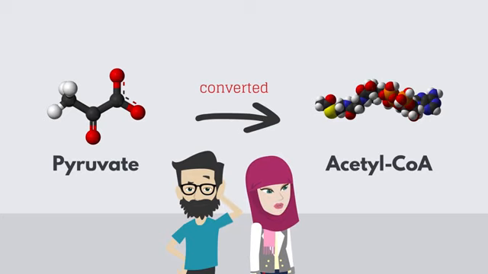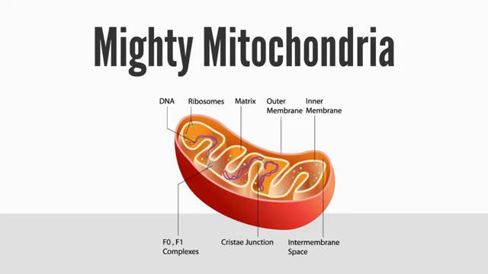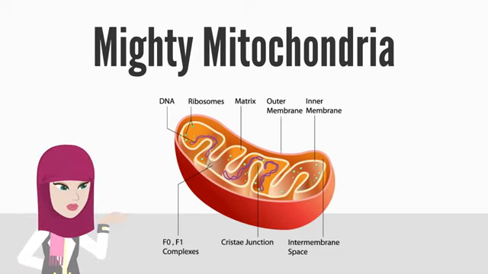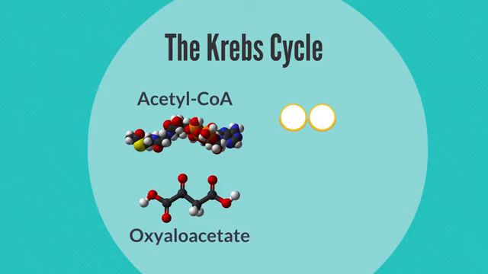Remember that name. This conversion takes place in the mitochondria of the cell, the same place where the Krebs cycle occurs. You know, our mighty mitochondria, they're not only the little powerhouses of our cells, but they're also responsible for our overall health. So acetyl-CoA, a 2-carbon molecule, combines with oxaloacetate, a 4-carbon molecule.